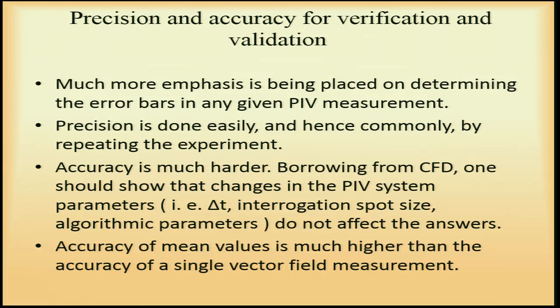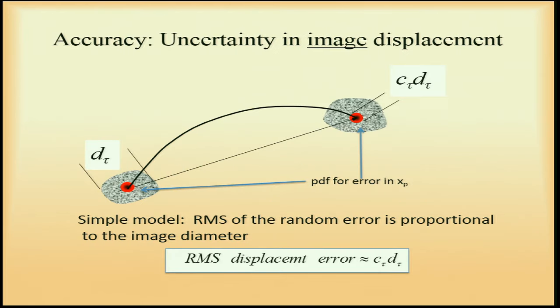And I will also emphasize, as you listen to people talk about accuracy, the accuracy of a mean value will be much higher than the accuracy of a single vector field. When you average all these errors together, quite often they are reduced. So let's talk about accuracy.